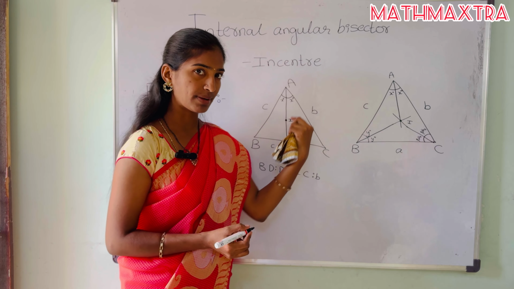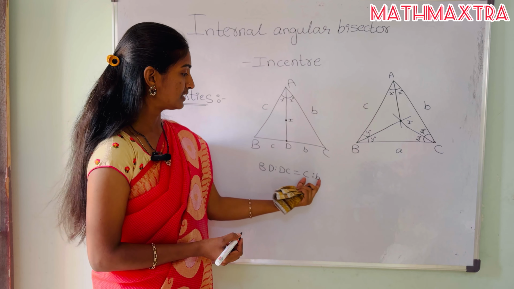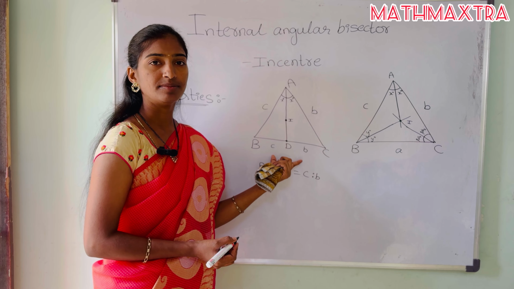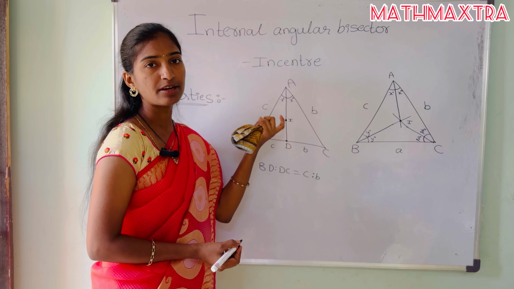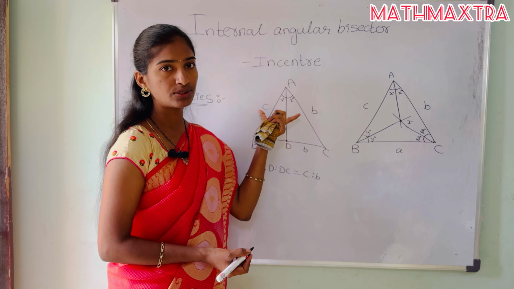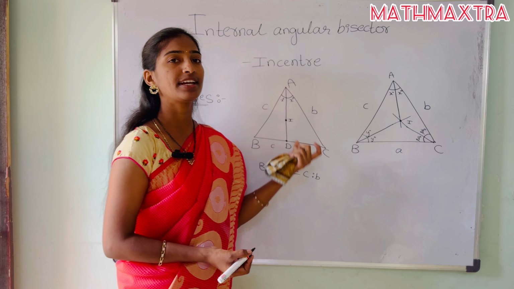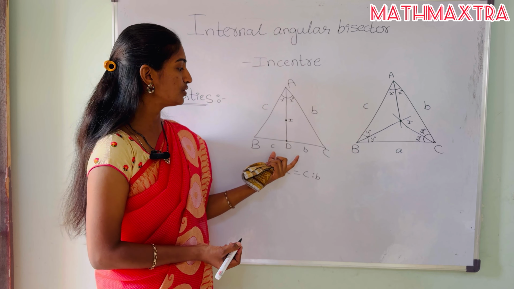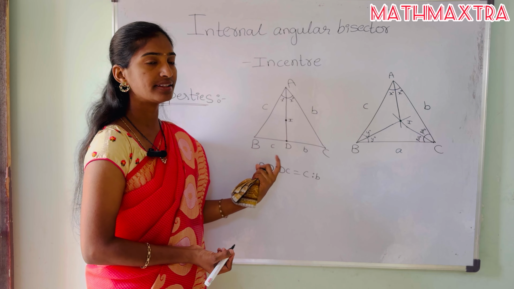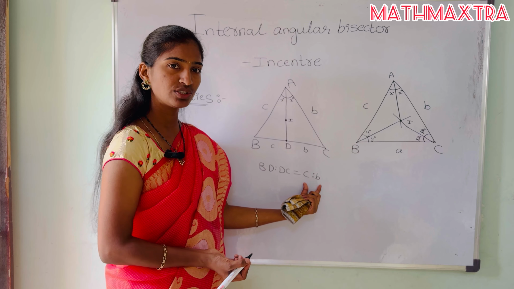See, this internal angular bisector divides the opposite side in the ratio of the remaining two sides, isn't it? If you know these two sides, you can easily find the other side. Whatever type of triangle it may be, we don't care. We should know the two sides. Then, if they ask in which ratio the internal angular bisector divides the third side, you can answer easily by the remaining two sides, because the internal angular bisector divides the third side in the ratio of the remaining two sides, which is nothing but c is to b.